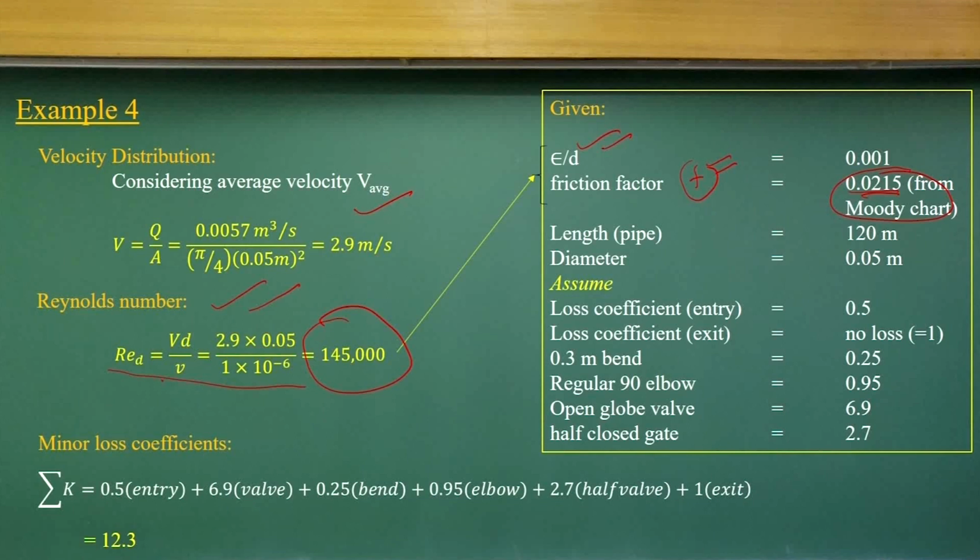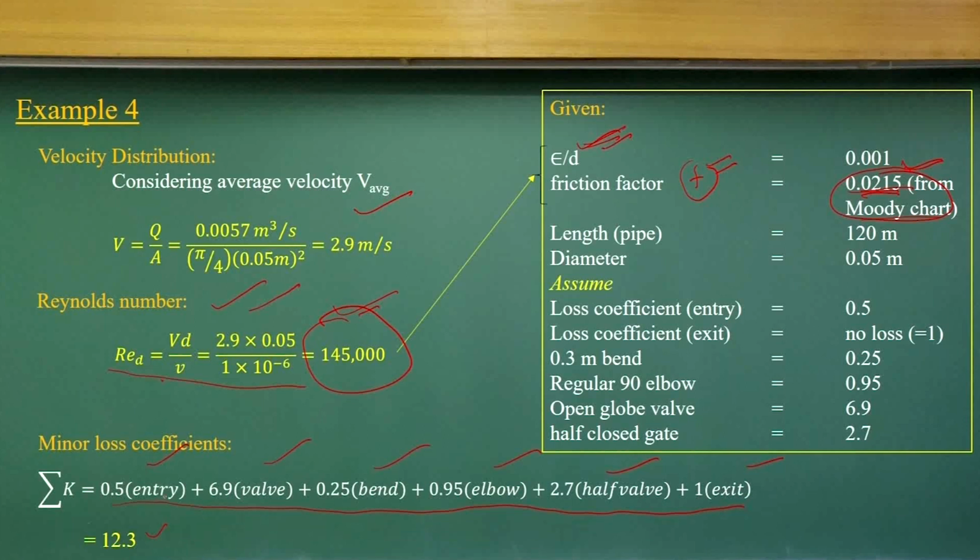This is what we generally do in design: we compute the Reynolds number. Then, for a given roughness factor, we can get the friction factor value from the chart. Then we can account for all the loss components in terms of velocity head: the entry, the valve, bend, elbow, half valve and exit, which will be 12.3 in terms of velocity head.